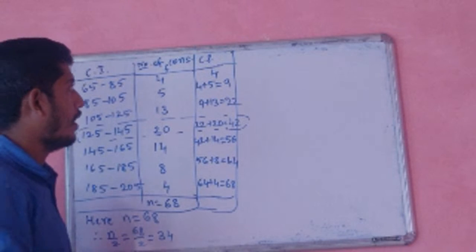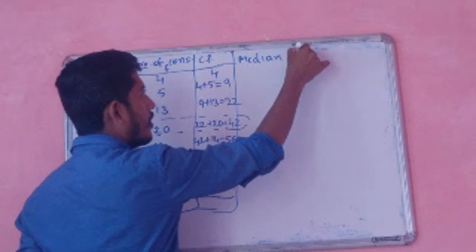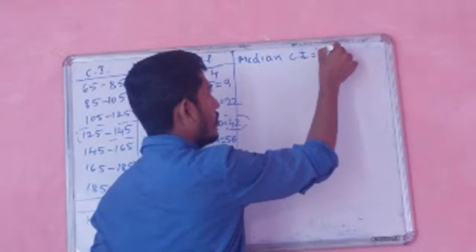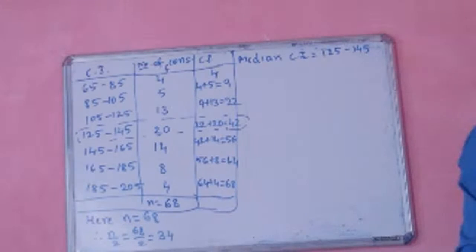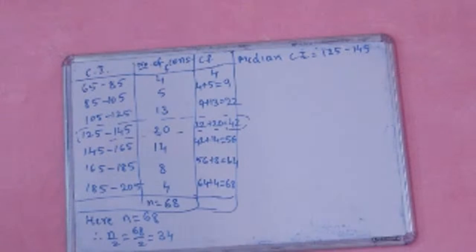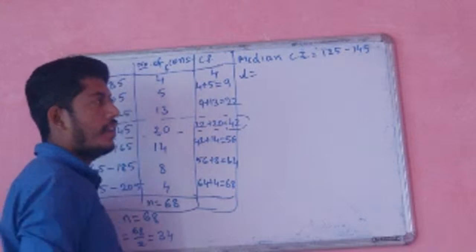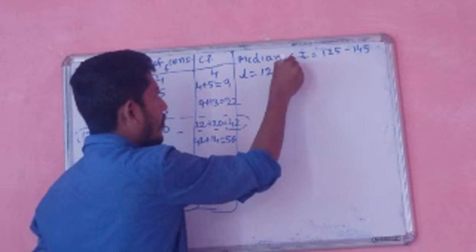Therefore, I will write the values. Median class interval equals 125 to 145. Now just find out the width and lower limit of the median class interval. L means here lower limit. Lower limit of the median class interval is 125.